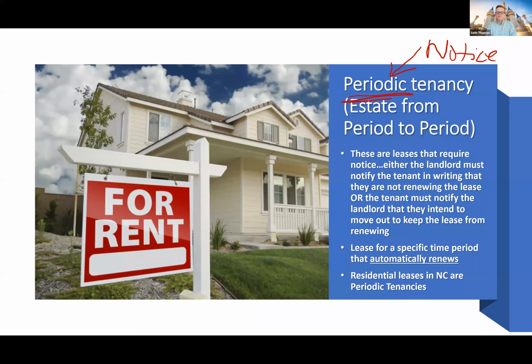We're getting there. And the notice can be initiated by either party, correct? Yes. It can be. So notice equals periodic tenancy.